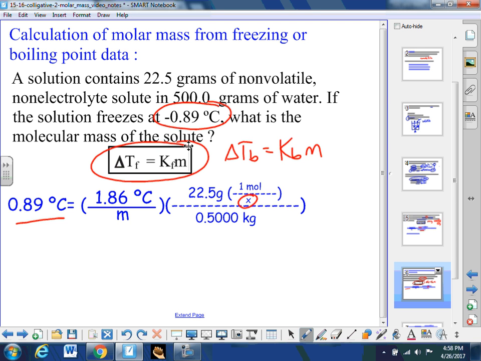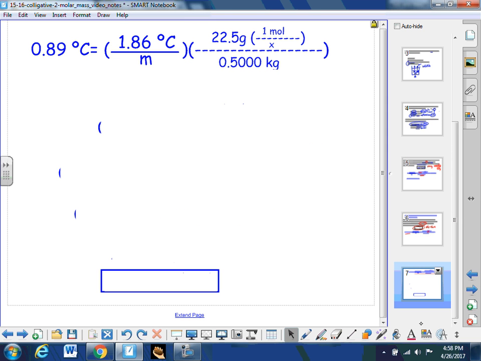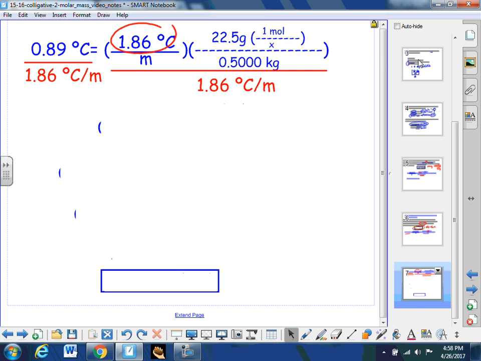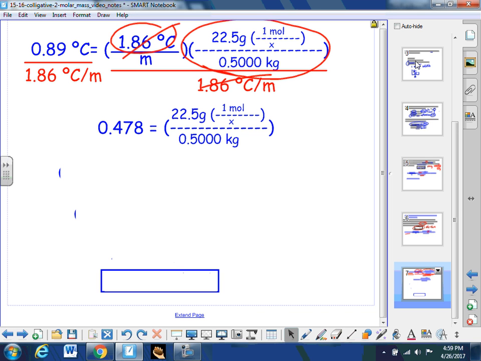Now I want to solve for the molar mass of the solute, and so that is the number that I am solving for. And the rest of this is math. If you want to see how the math is done, here's the same equation. The first thing I'm going to do here is try to get rid of this 1.86. So to do that, I'm going to divide both sides by 1.86. That's going to eliminate it from this side and leave just this on the right-hand side. And so that is going to give me this equation.